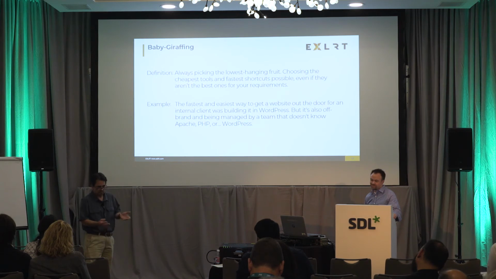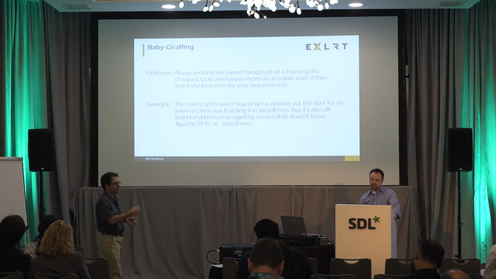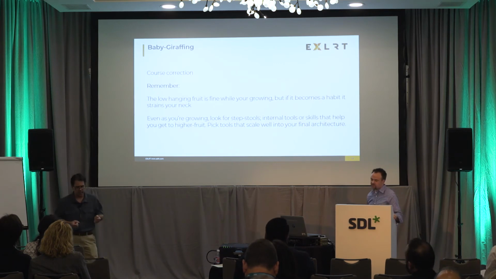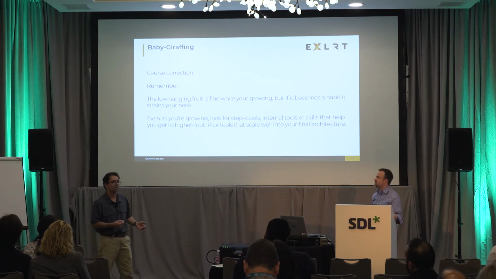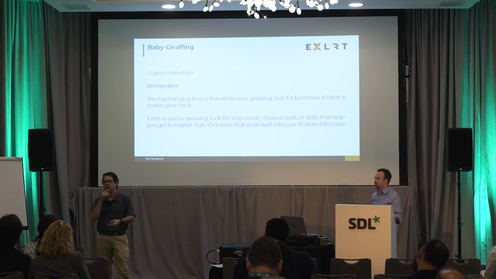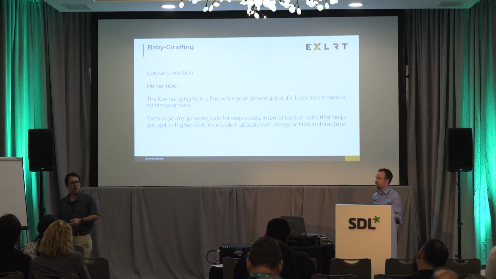Okay, what do we do to avoid baby giraffing in the future? We've talked about it. We've talked about the step stools. So in my WordPress example, what should I have done? I probably should have asked, well, hey, what's your tech stack look like? Okay, you're Java. So would it be okay for me to find some sort of content management system that's Java-based right now? And okay, well, what's your server stack? Could I find something that could better host this?